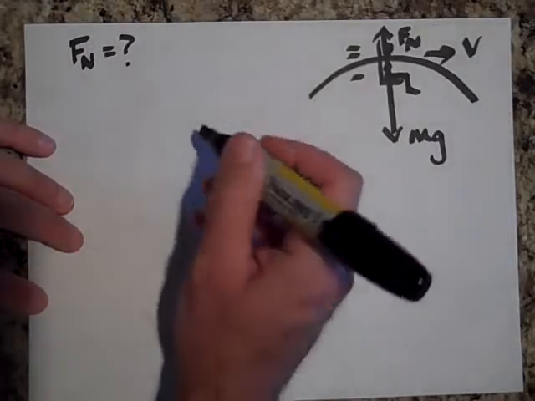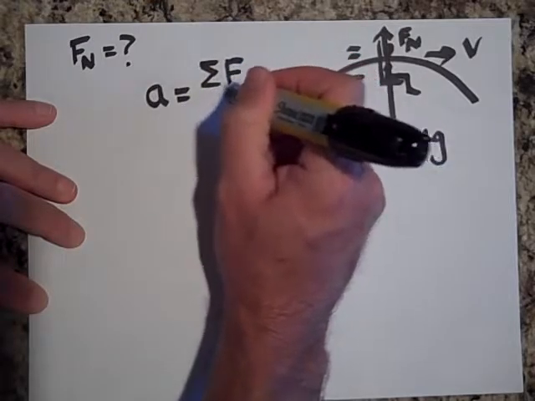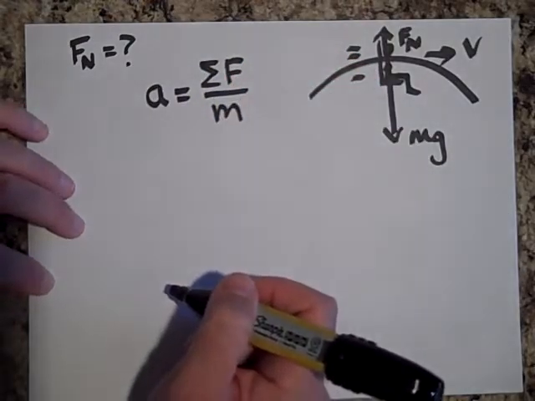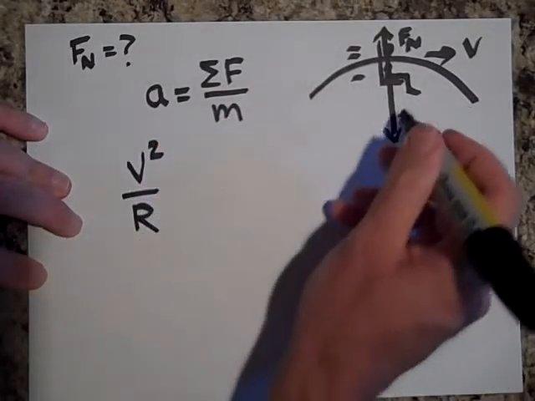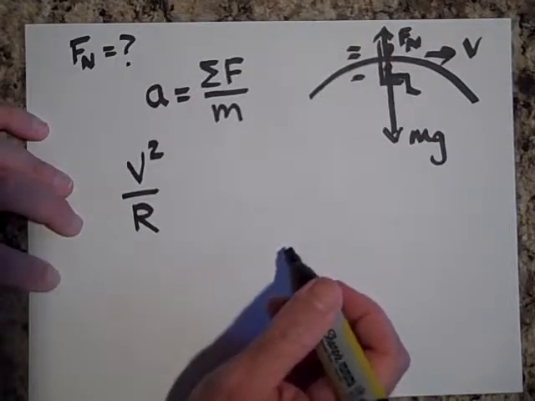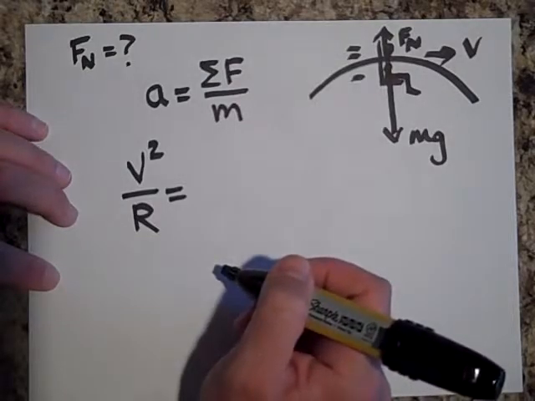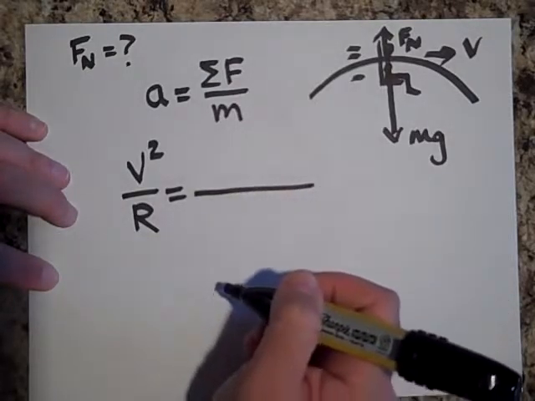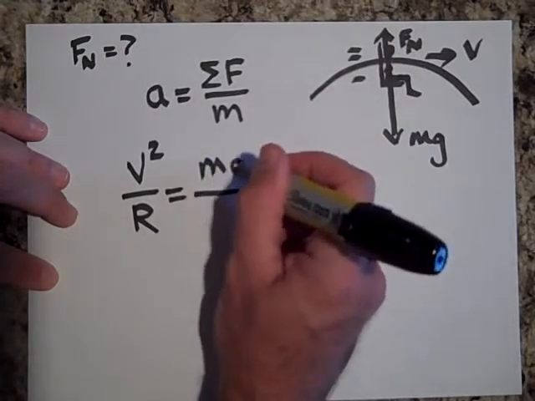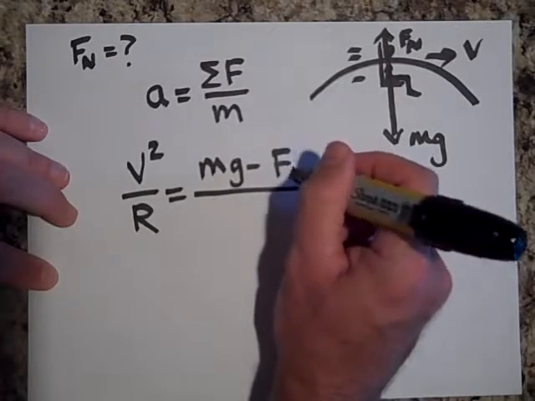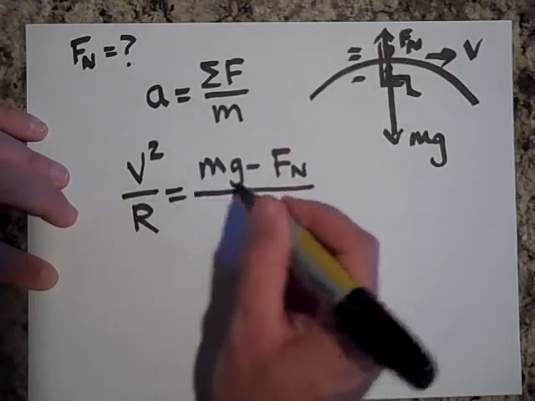Okay, so this is how easy it is. You say a equals F net over m. But I kind of know the a. The a is v squared over r. They would have to tell me the radius of the circle I'm going in. Now, that's equal to the net force. And what would you say the net force is? Since this one is accelerating downward, it's mg minus the normal force, all over m.